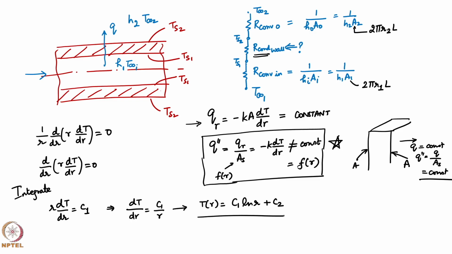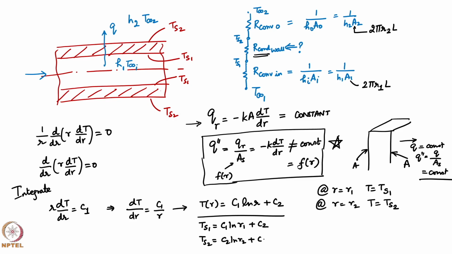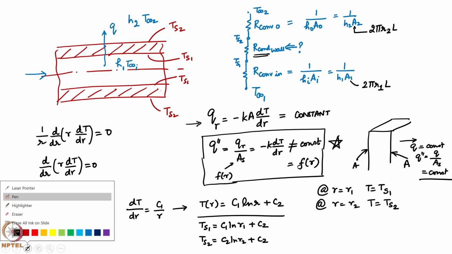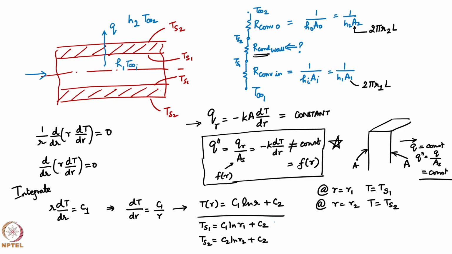Two conditions needed. So, at r equal to r1, T is equal to Ts1, and at r equal to r2, T is equal to Ts2. Use this here. Ts1 is equal to C1 log r1 plus C2. Ts2 is equal to C1 log r2 plus C2. Two equations, two unknowns, C1 and C2. It's just a matter of substitution.